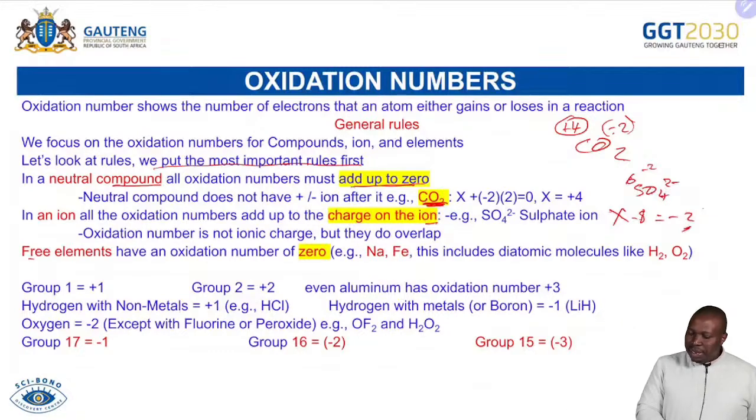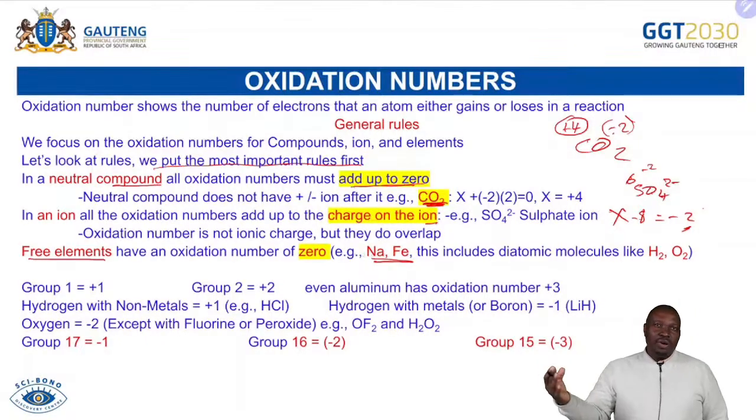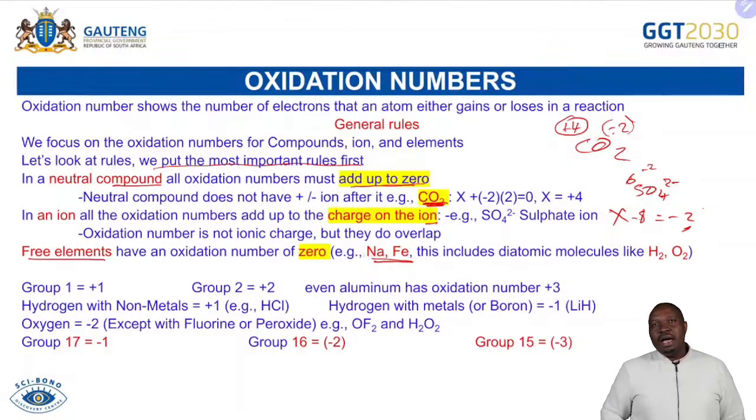And we are saying free elements have an oxidation number of 0. All the free elements. If sodium is alone, iron is alone, you know the oxidation number must be 0.